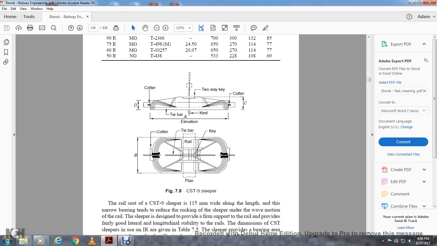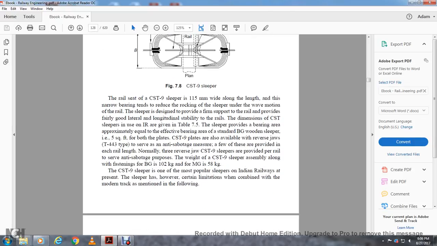This shows the CST9 sleeper with the cotters, two-way keys, tie bar, keel, and rail. The rail seat of the CST sleeper is 150 millimeters wide, along with the length of the narrow bend, intended to reduce rocking due to the wave motion of the rail. The sleeper is designed to provide firm support to the rail, with fairly good lateral and longitudinal stability. The dimensions of the CST sleeper are given in Table 7.5.